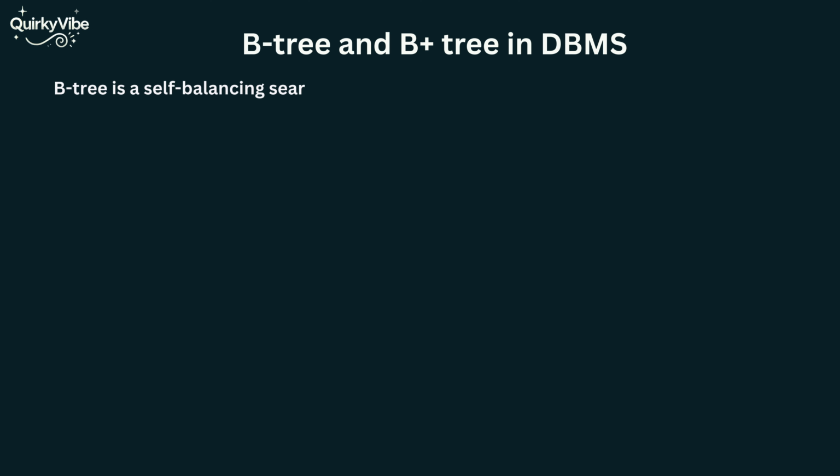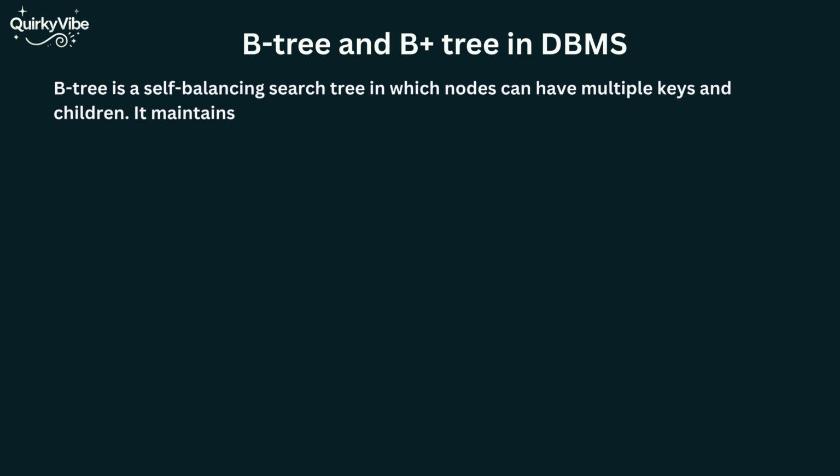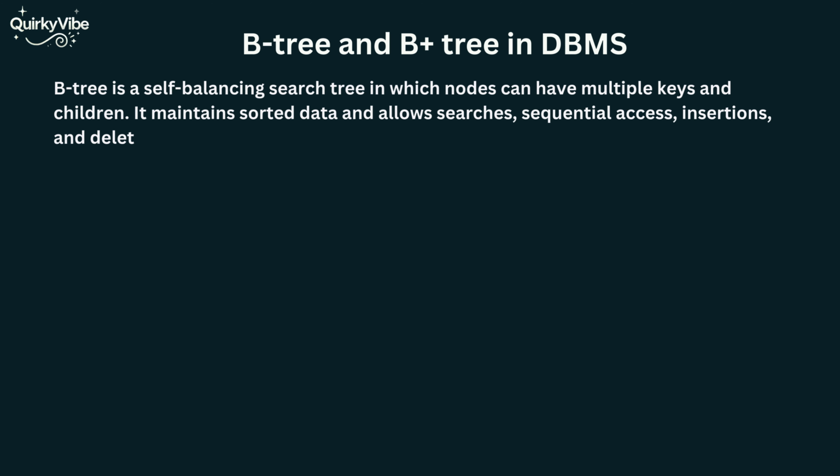B-tree is a self-balancing search tree in which nodes can have multiple keys and children. It maintains sorted data and allows searches, sequential access, insertions, and deletions in logarithmic time.